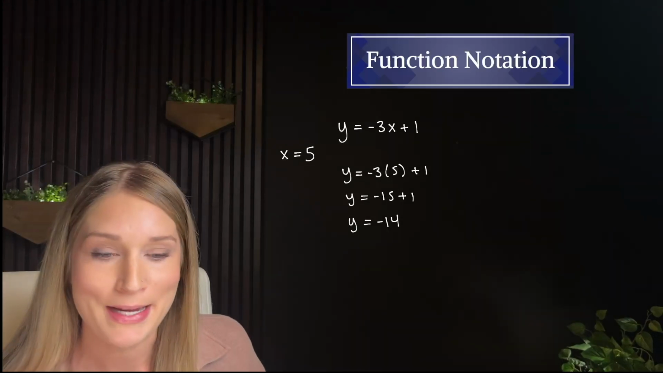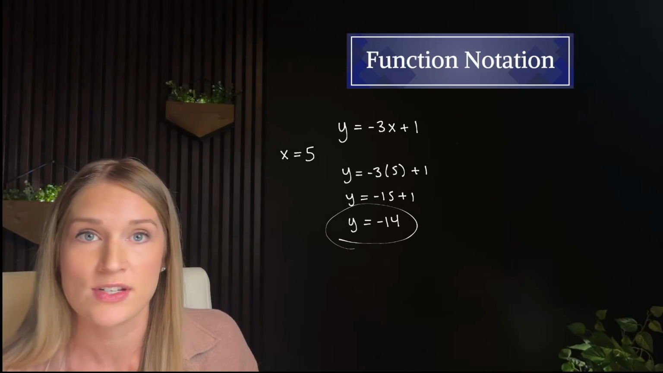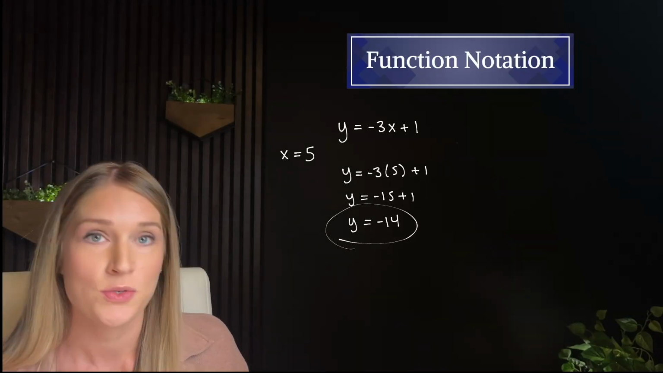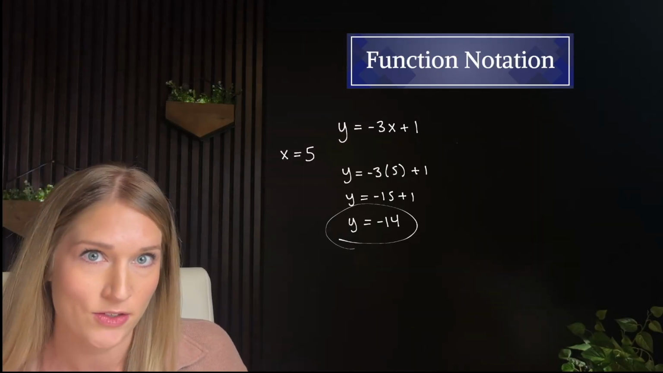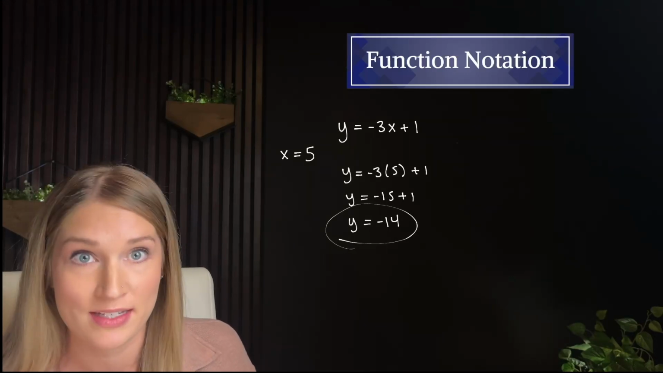Well, that's great, but down here, if I just tell you y is negative 14, there's nothing that tells me what x value I used to get to that negative 14. So I then have to go somewhere else to look to see what x value I started with. So function notation is nice because it keeps everything together.